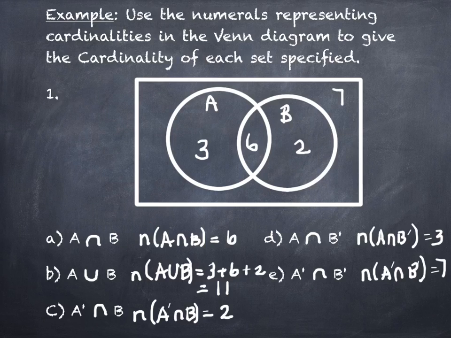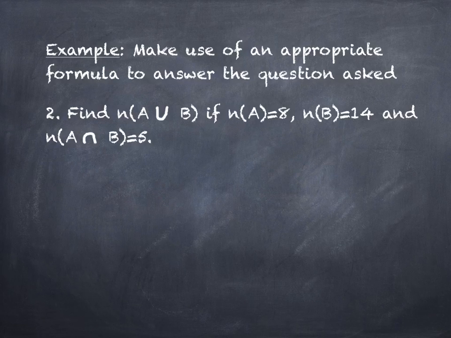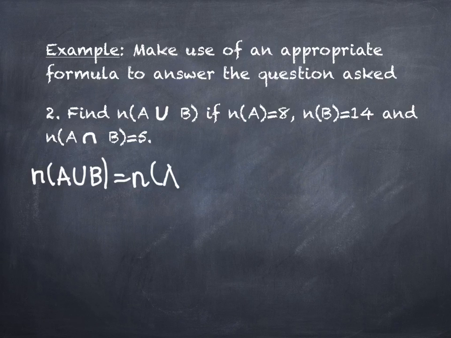All right, let's take a look at a different kind of problem. This one right here talks about making use of an appropriate formula. And there is only one formula that we have used, and it was on the first slide that we looked at today. And that was the number of items in the union is equal to the number of items in each set individually plus the number of items, minus the number of items in the intersection.